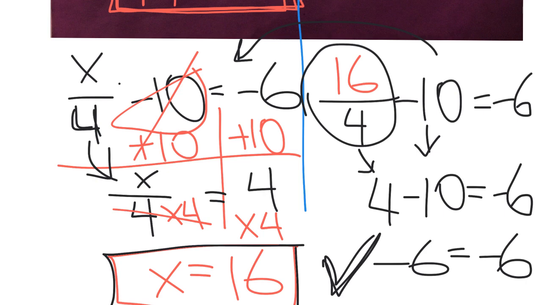We're going to do many more examples in class, so don't worry if you're still thinking, I don't know what to do first. It'll be okay. Just go back to your steps. Get rid of the constant, then get rid of the coefficient.